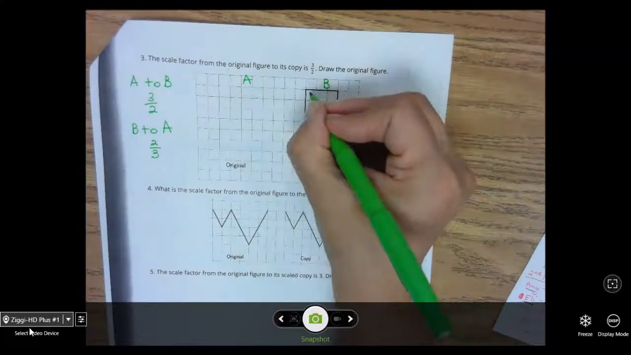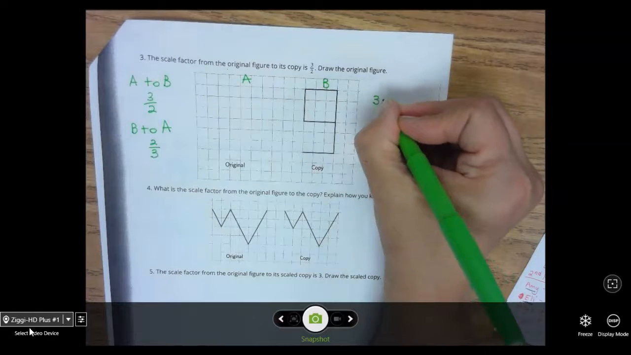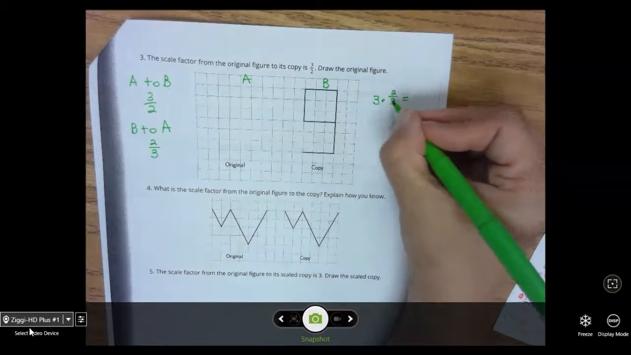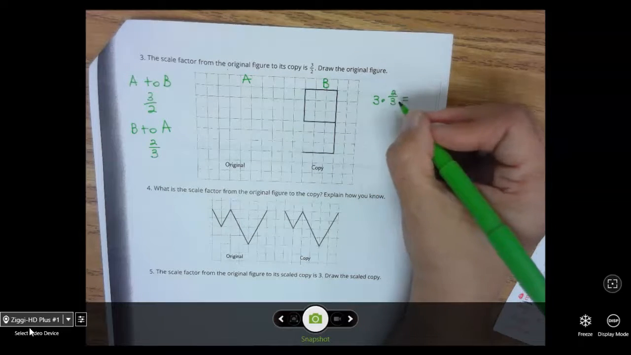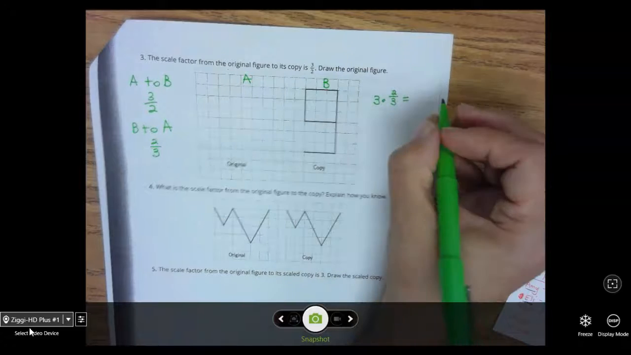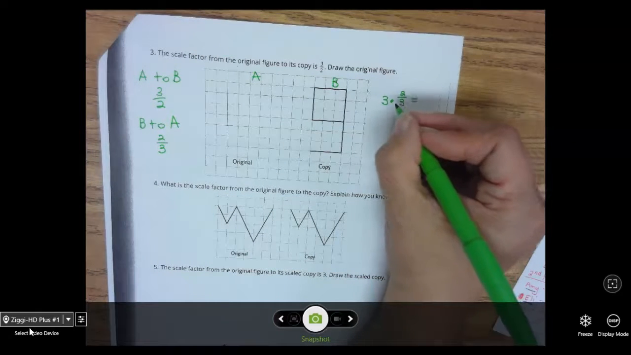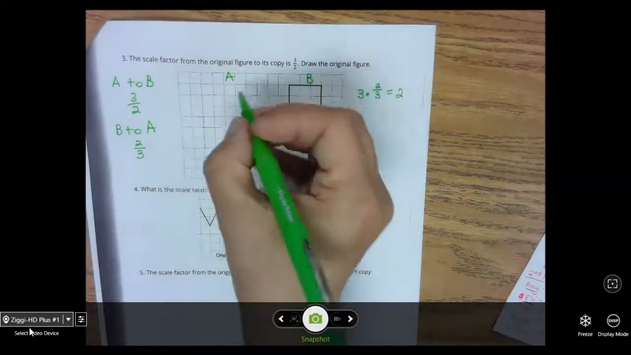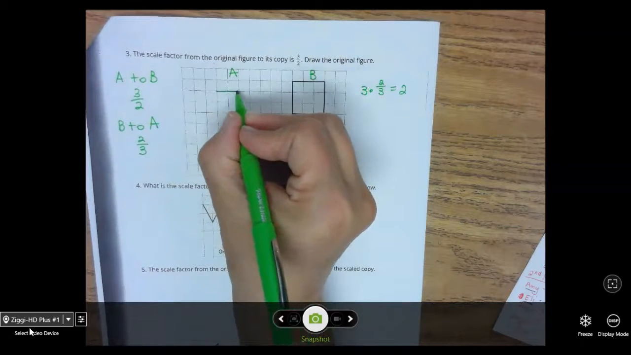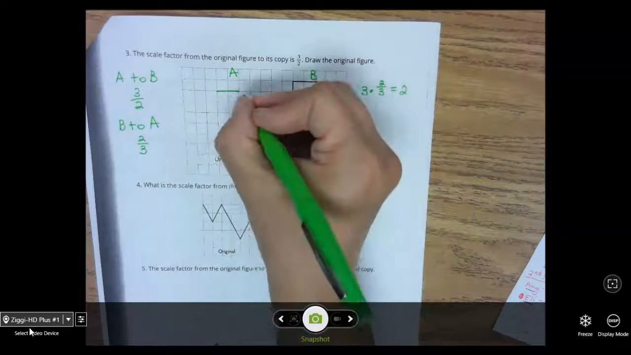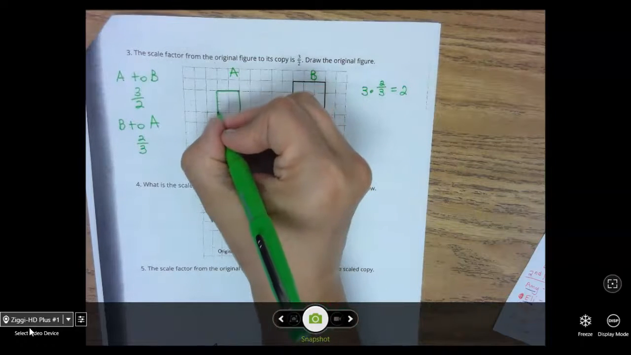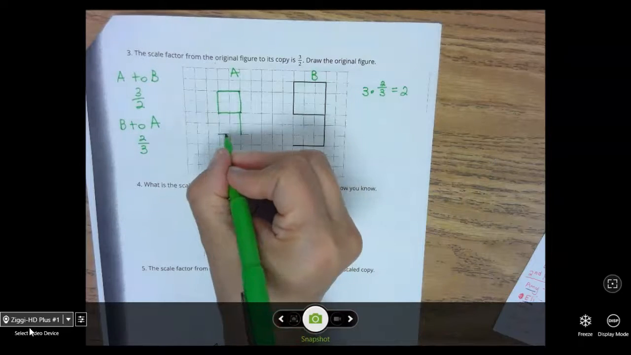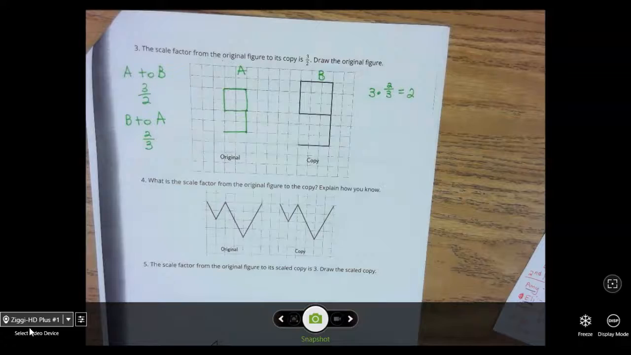So if B is 3, A would be... 2/3 is our scale factor, so you're going to multiply. You always multiply by the scale factor. This side is 3. 3 times 2/3, you can put it in your calculator, or you can see that that's going to be 2. It'd be 6/3, which is 2 wholes. So for A, I'm going to draw 2 across, and then all the sides are 3, so they're going to become 2 now. So everywhere that has a side of 3, I'm now going to have a side of 2, and this would be my scaled copy.